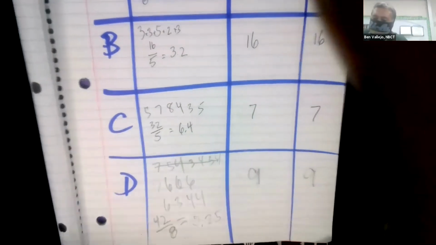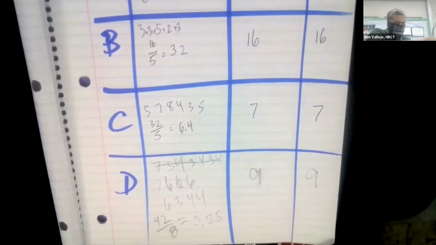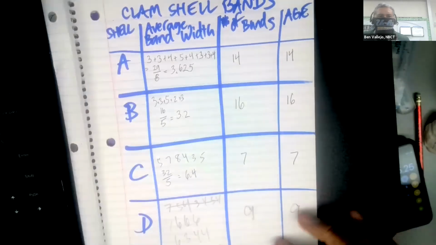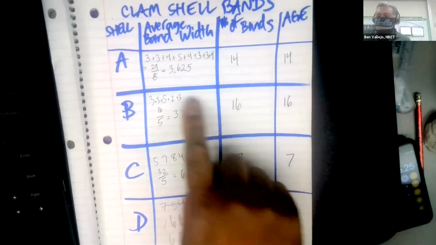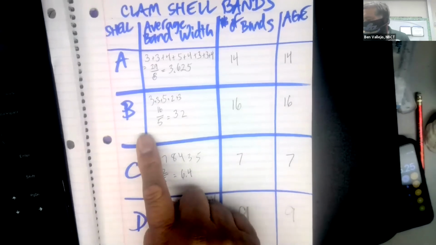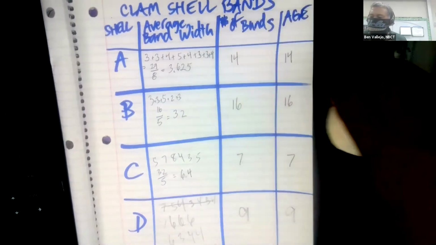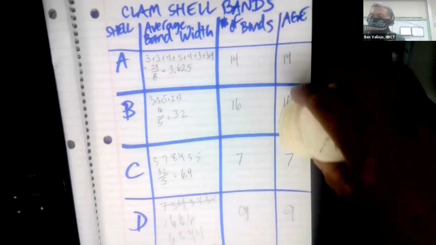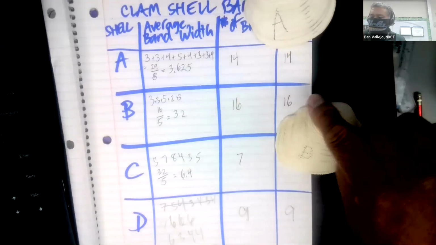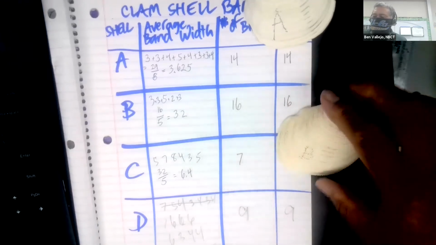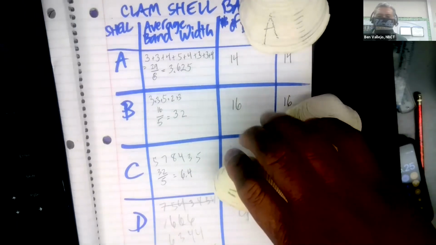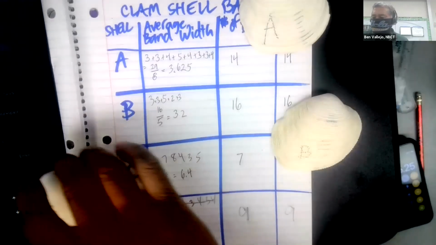So let's show you your table in case you're writing that down. We have clamshell A was 3.65. Our biggest one, I think, was B, and makes sense. It's older, and it's the biggest shell that we did today. This one's pretty big, and it's only 7 years old. Right, that's letter C, and then this one here, letter D.